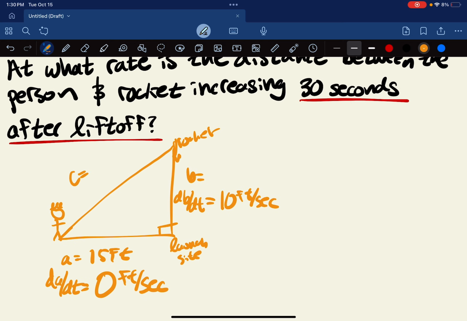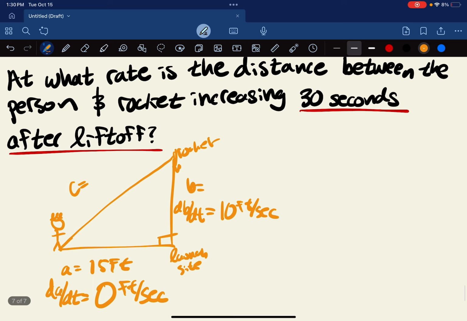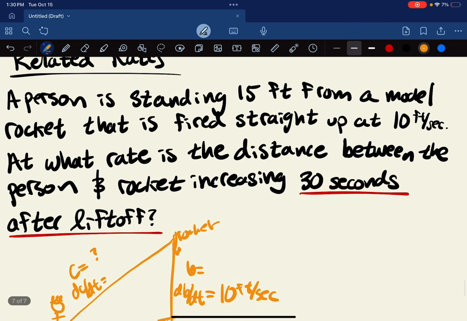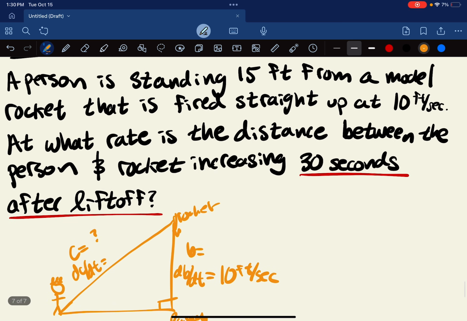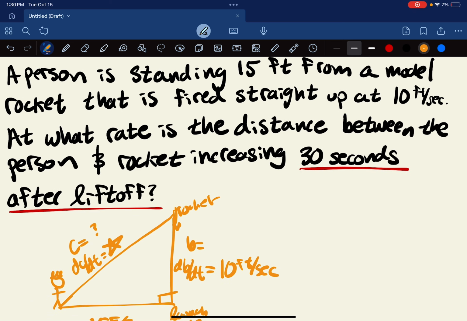This is going to be our hypotenuse, our c. This is going to be the distance from the person to the rocket. We don't know what c is, and we also don't know what dc dt is. dc dt is going to be the rate at which the distance between the person and the rocket is changing, which is what we're looking for, right? That's what it's asking us to find.